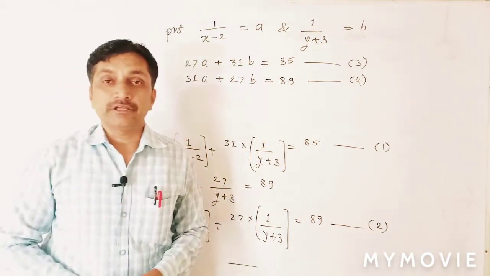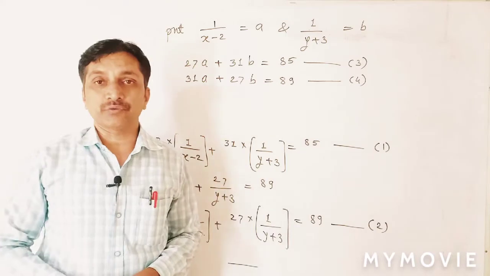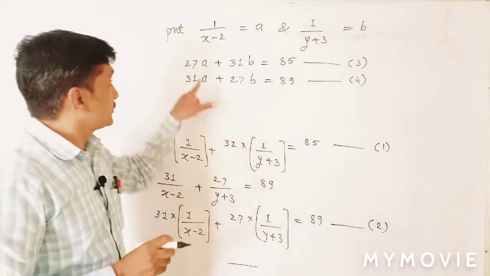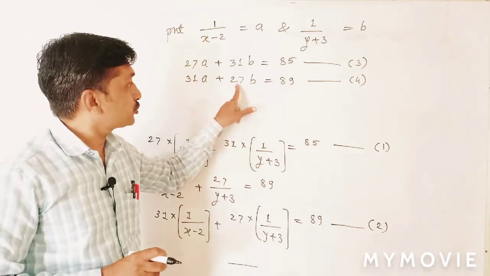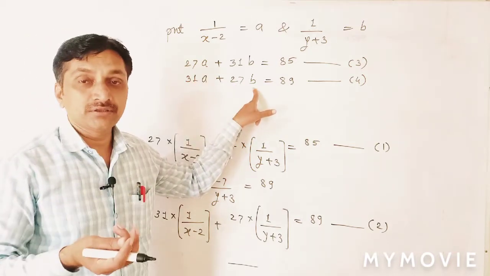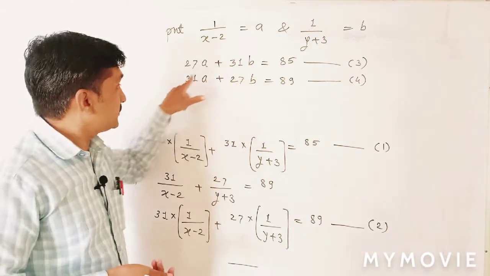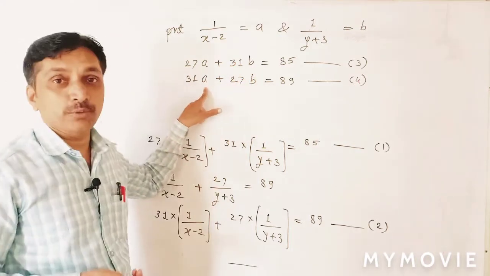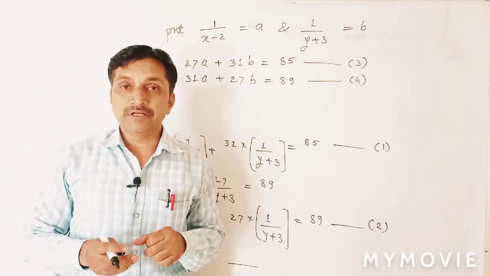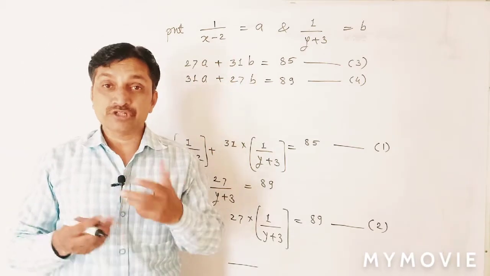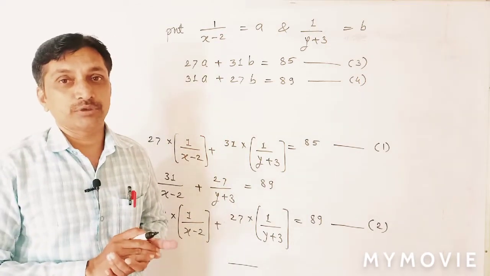Dear friends, if you observe both the equations, you see cross coefficients are equal. Cross coefficients: here 27 is the coefficient of a, and in the second 27 is the coefficient of b. In the first 31 is the coefficient of b, in the second 31 is the coefficient of a. Means cross coefficients are equal. That's why this is a particular type of example.